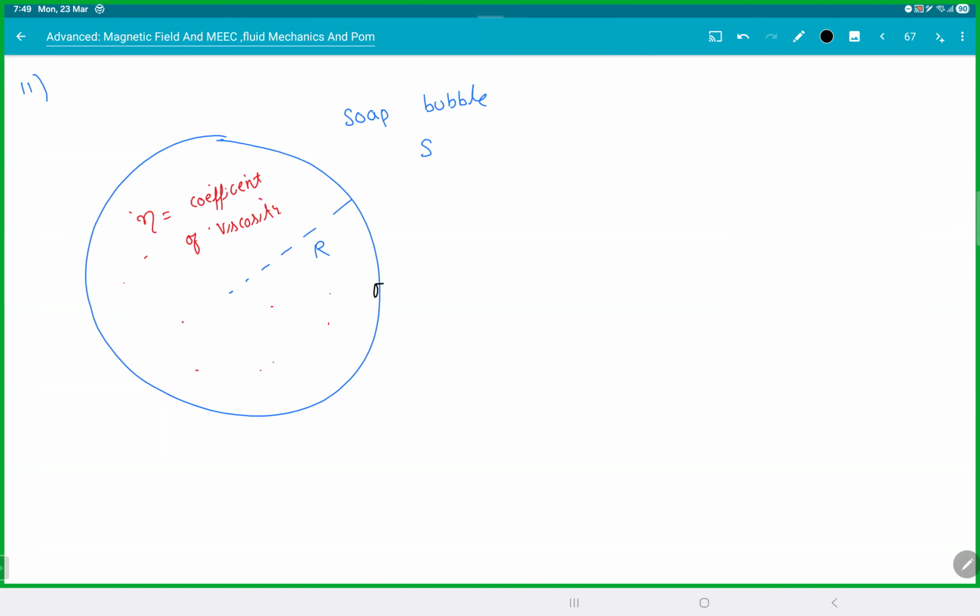Someone took a pipe here and placed it here. So we have a pipe of length L, radius R. Outside the pressure is P naught. Now, because inside the soap bubble there is an excess pressure, the air will start going through the pipe and start leaking out. Find the radius of the bubble as a function of time t.